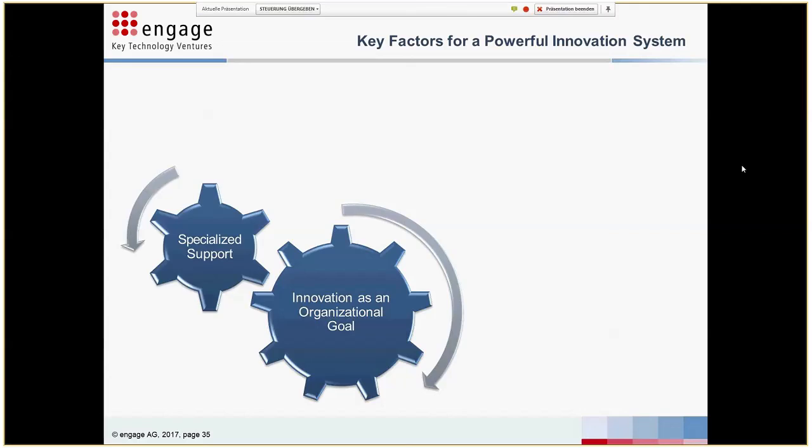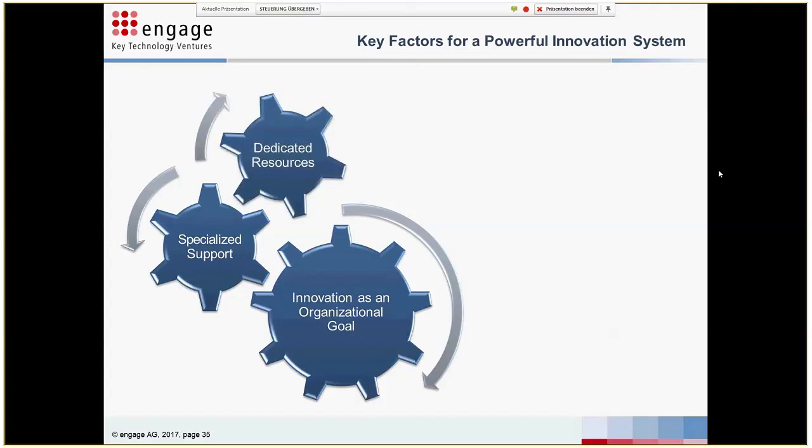The second thing is you have to set up some sort of support. You have to create maybe an innovation department, a tech transfer department. This doesn't need to be very costly. You don't need 10 or 15 or 20 people. You could do this on the cheap if needed. I know most of your organizations are not very well funded. You don't have that much money, but some sort of specialized support is needed. And then it would be very nice to have at least small dedicated resources. What do I mean by those 3 factors?